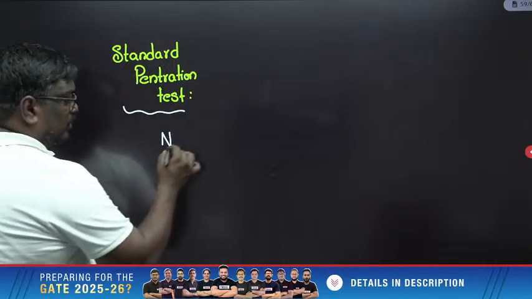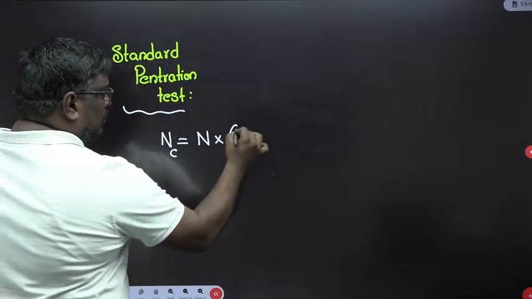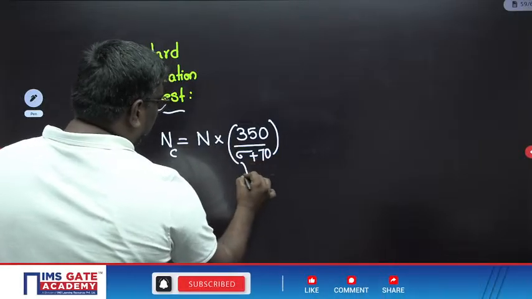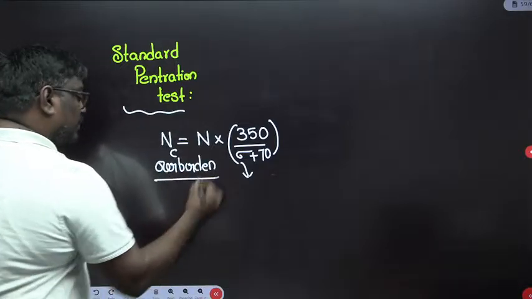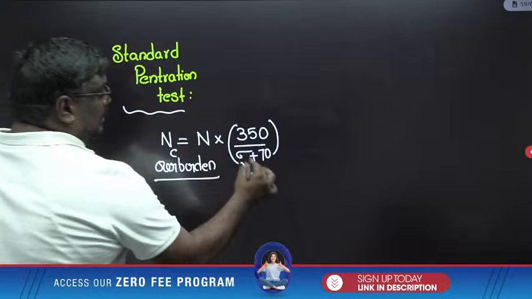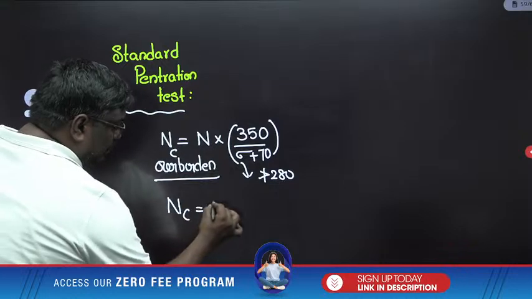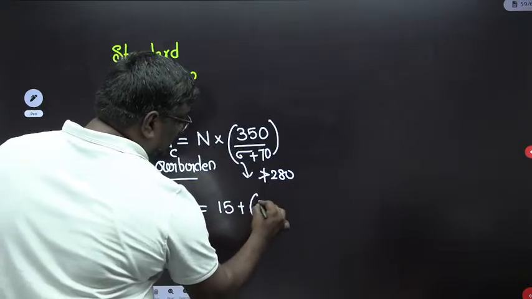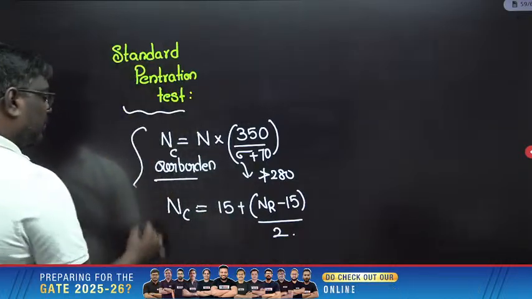Just follow this. For overburden, the corrected value is given by the formula N into 350 upon (sigma plus 70), where N is the SPT value. This is the correction for overburden. If it is a shallow foundation, you will assume a lower value; if it is a deep foundation, you will assume a higher value. For uniformity, you do overburden correction, and this sigma cannot be more than 280 Newton per mm square. Similarly, the correction for dilatancy, in case the water table is there, is 15 plus (NR minus 15) by 2, where NR is the recorded value. So this is the formula for the penetration test.